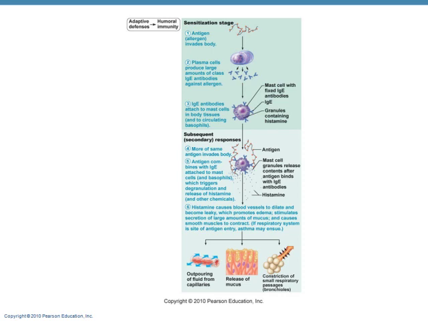Okay, so in this diagram, we see antigens or allergens that invade the body. Plasma cells are going to produce large amounts of antibodies. Those antibodies, IgE class antibodies. What's an IgE?